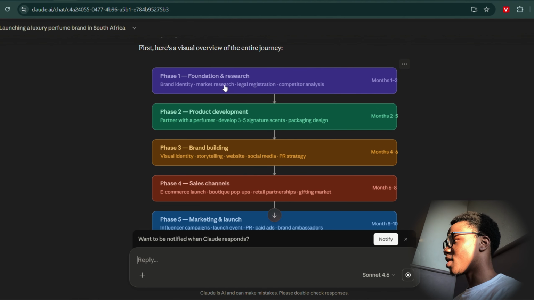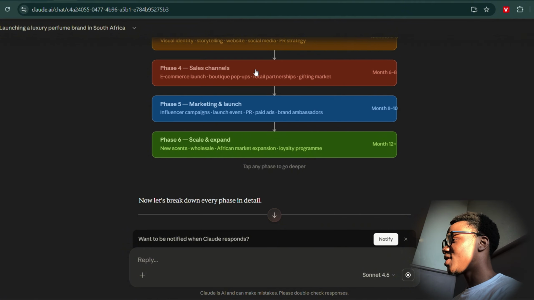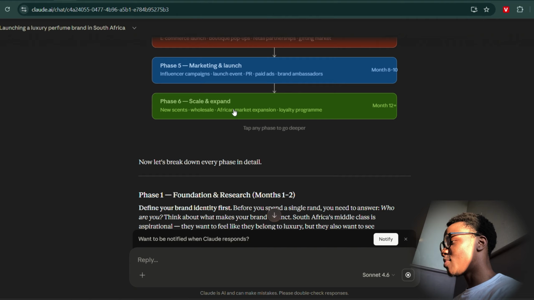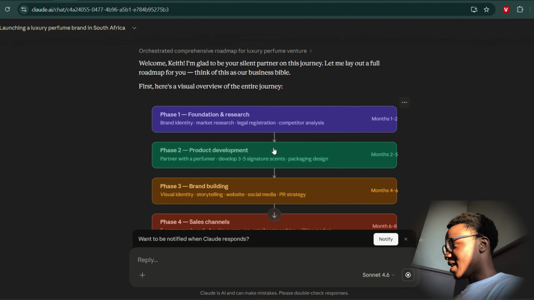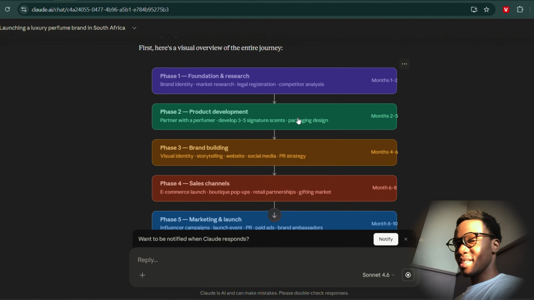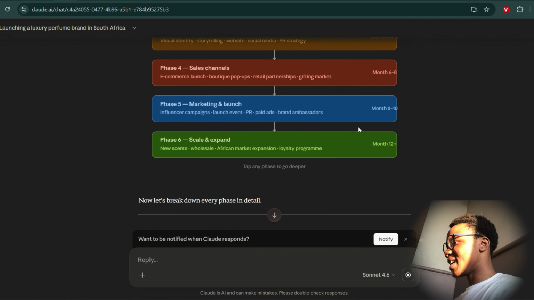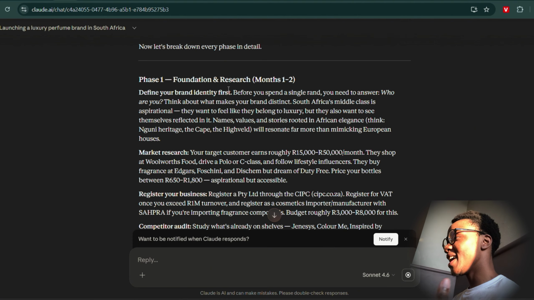Okay, see foundation and research, product development, brand building, sales channels, marketing, launch, scale and expand. It even designed a chart. It's even giving me the months for it, like months 2 to 5, months 1 to 2, months 8 to 10. Now let's break down every phase in detail.